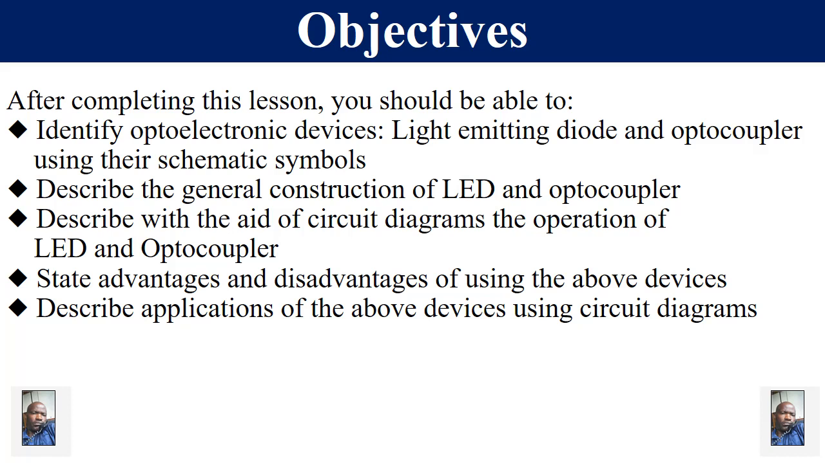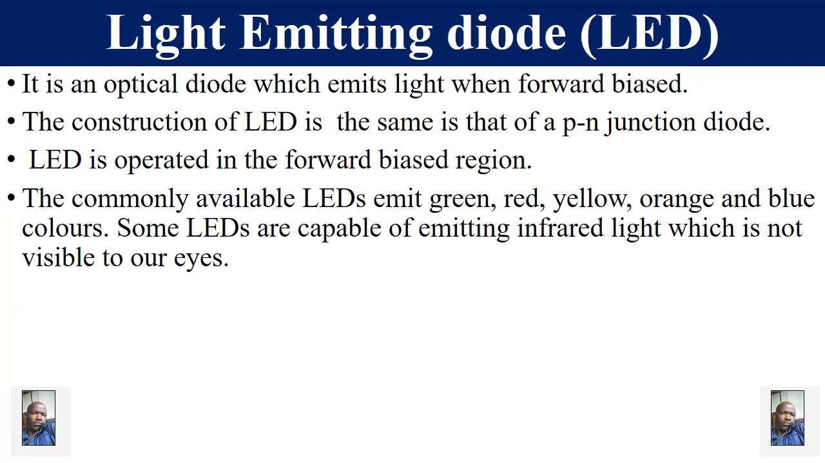Then, obviously, for each aspect in life, you must be able to state advantages and disadvantages of the two optoelectronic devices. Then, last but not least, of course, we all do this because we want to make use of the optoelectronic devices. So we must be able to describe the general applications of light emitting diodes as well as optocouplers in our everyday lives. This is very, very simple. No mathematics involved. We will start with the light emitting diode, in short, LED.